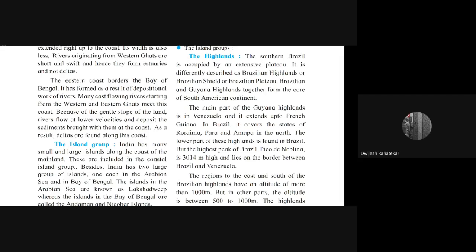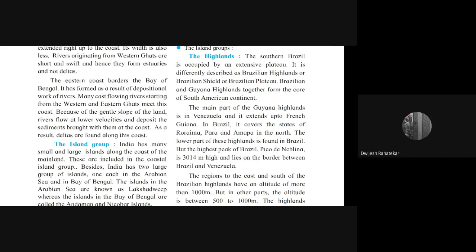Plateau is considered as highland, but it is plain. It is differently described as Brazilian highlands or Brazilian shield or Brazilian plateau. So as there is the Deccan plateau present in India, likewise there is the Brazilian highland present in Brazil, or another name for it is Brazilian shield, or also another name, Brazilian plateau.